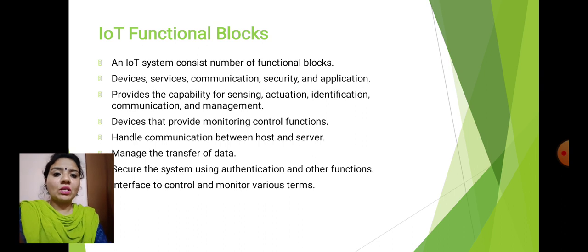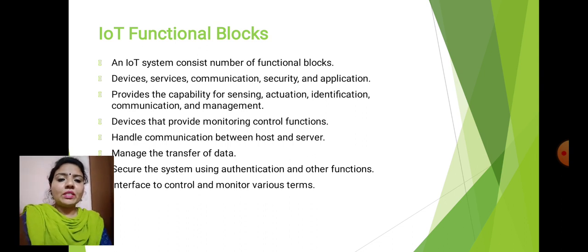Functional blocks. The IoT system consists of a number of functional blocks like devices, services, communication, security, and application. These functional blocks provide the capability for sensing, actuation, identification, communication between the device and the management of device.